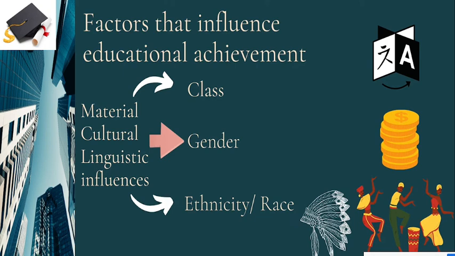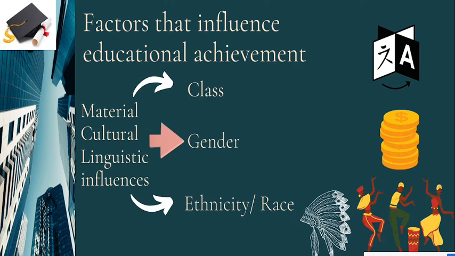For example, if you are at home and you have two options to give education either to the boy or the girl, normally most people would prefer boys to get education rather than girls. So the third one is ethnicity and race.